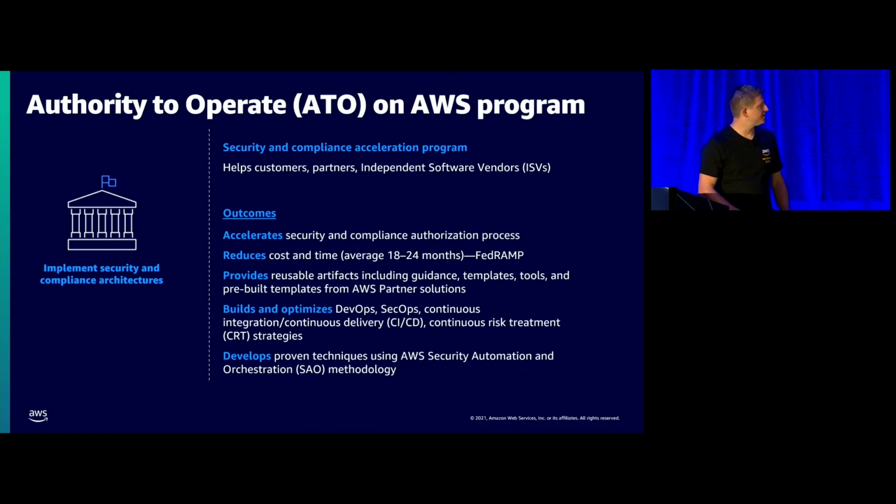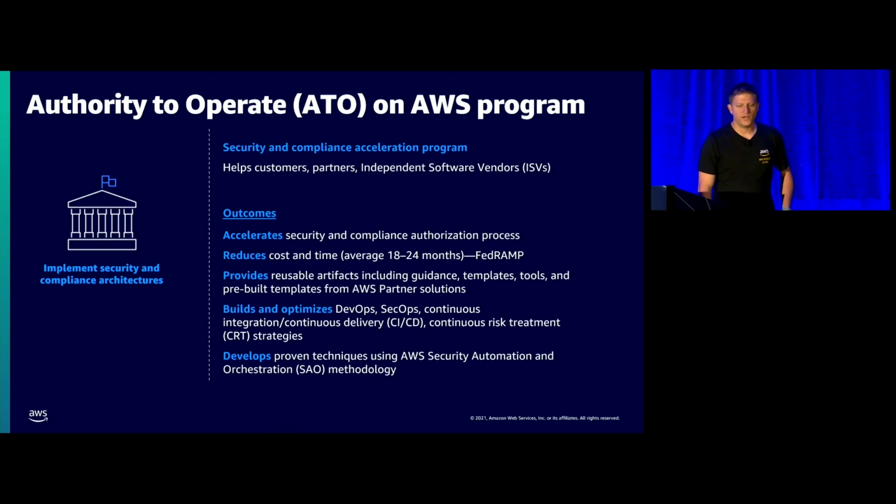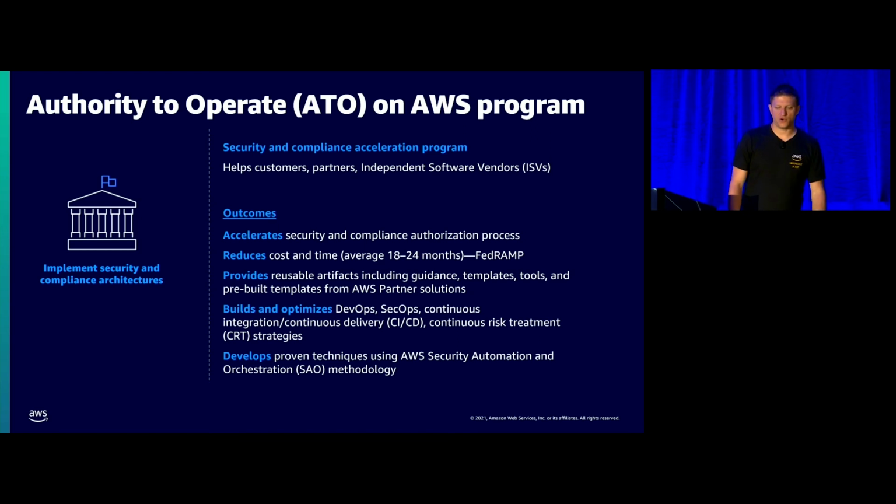The last topic I'd like to discuss is our Authority to Operate, or ATO, on AWS program. Authority to Operate, ATO, on AWS is an AWS Partner Network program which provides resources to solution providers running on AWS who need assistance in their pursuit of compliance authorization. This includes the Federal Risk and Authorization Management Program, FedRAMP, Defense Federal Acquisition Regulation Supplement, DFARS, Payment Card Industry Data Security Standard, PCI DSS, Criminal Justice Information Services, CJIS, and many other compliance programs.